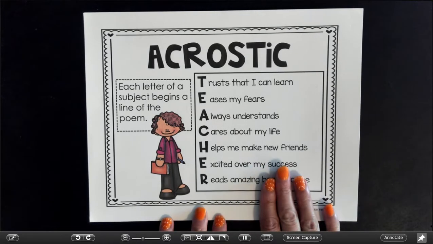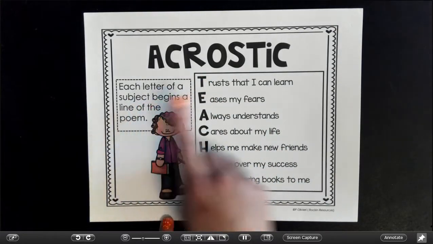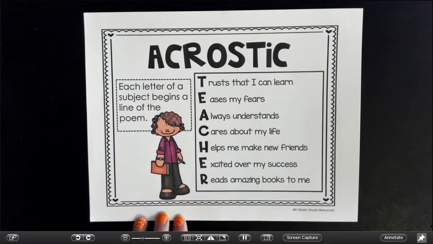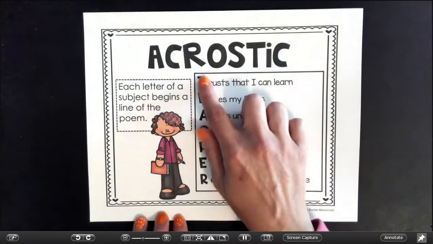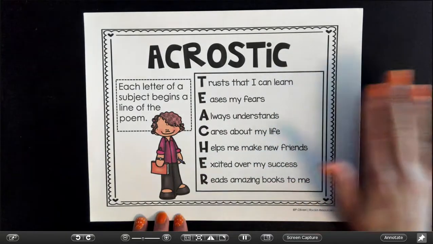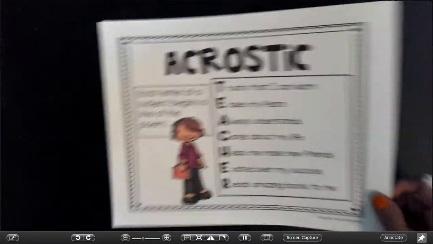So that's one example. You would choose a subject, and then you would write the subject down. So let's say your subject is watermelon. Each line, so the W, you would write something that has something to do with the watermelon. The A would be something that has something to do with the watermelon, and so on all the way down. Here is another example.